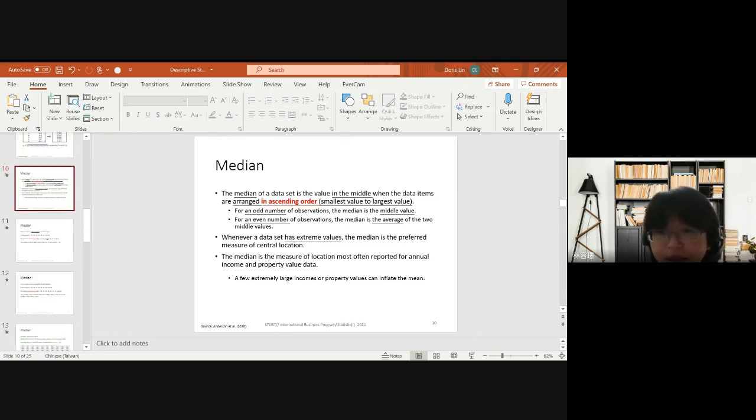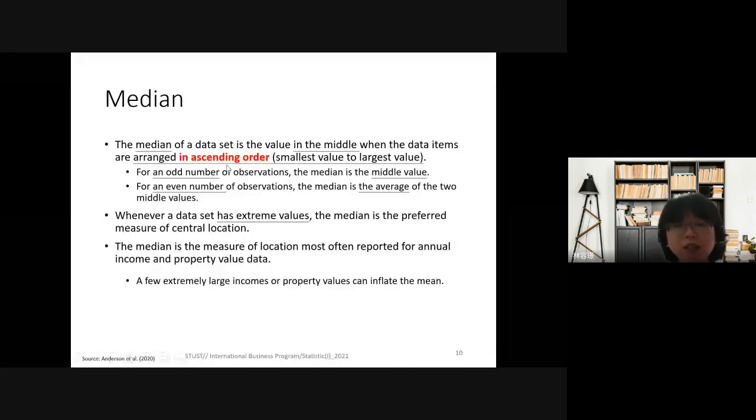Okay, continue. The median. Sometimes you would like to express the data by the mean or the average. But if the data have some extreme value in it, you will find the average or the mean cannot express the real condition. It may not tell the real condition.